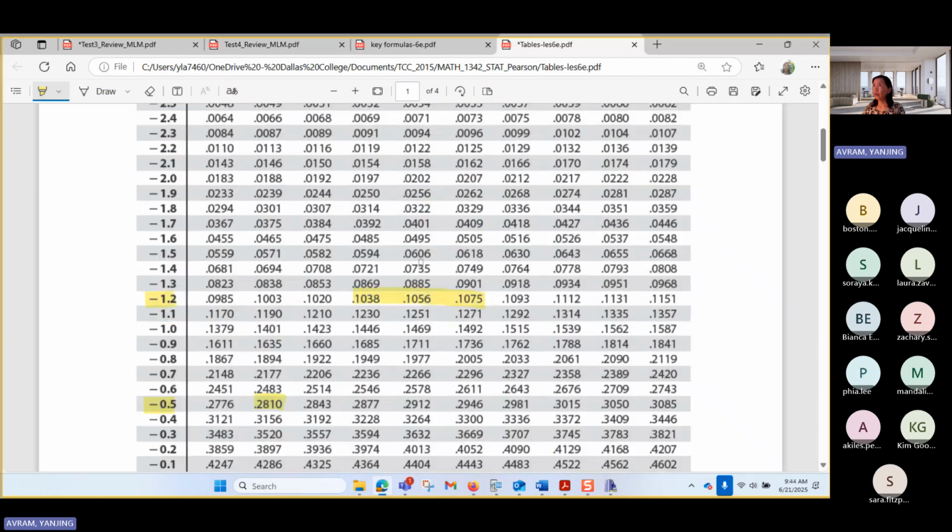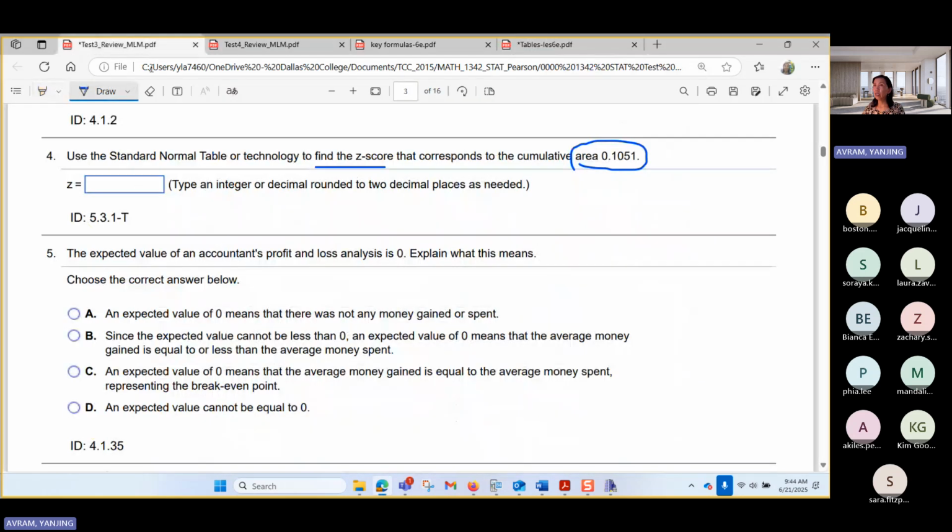All right, let's move on to the next one. So this will be negative 1.25.